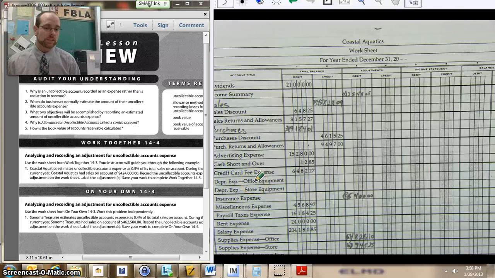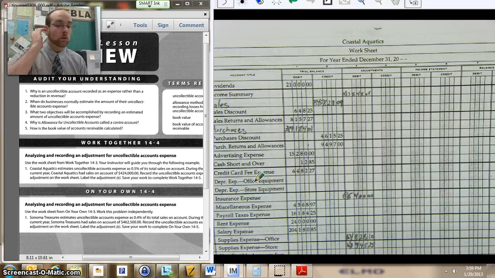So now we're on the Work Together 14-3. And in 14-3, what we've been talking about is the allowance method for recording uncollectible accounts. So we have a certain amount of money that we're just estimating we are not going to be able to collect. They're sales that we made on account. People owe us this money, and just based off statistics, we're not going to see this money. So this is what we're going to do in order to account for that.